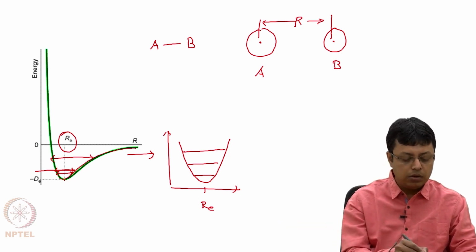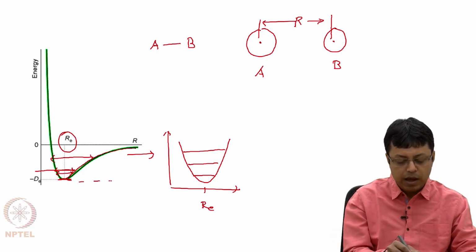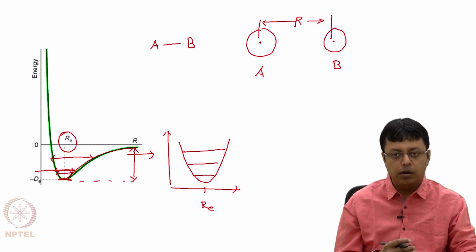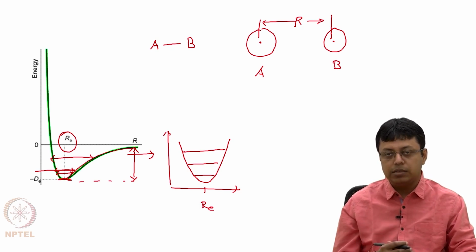Now also there is something called dissociation energy. It basically tells you how much energy you have to supply for the bond to break. So that is known as dE. But when you measure this bond dissociation, you always get something lower than dE.